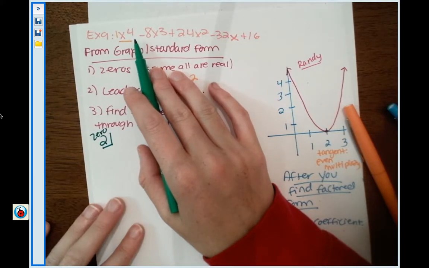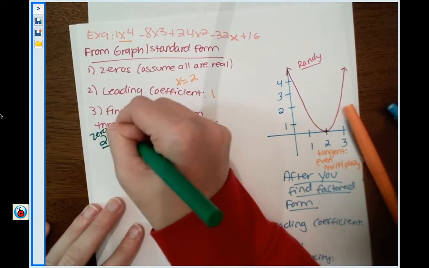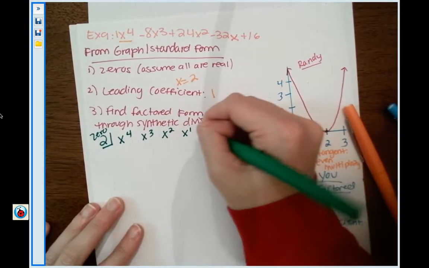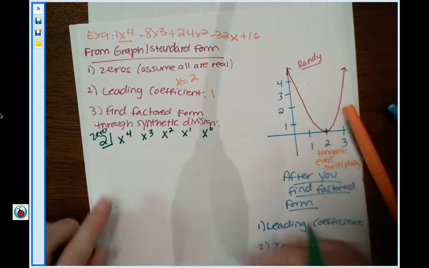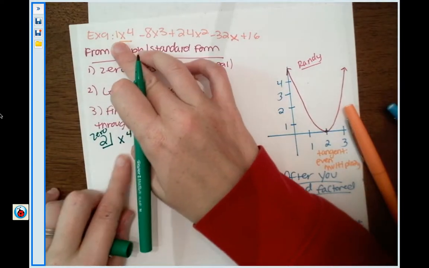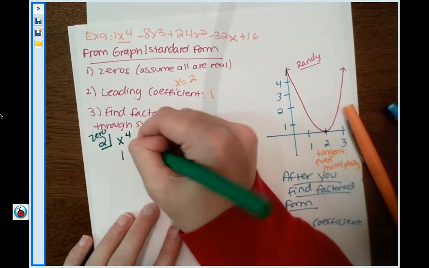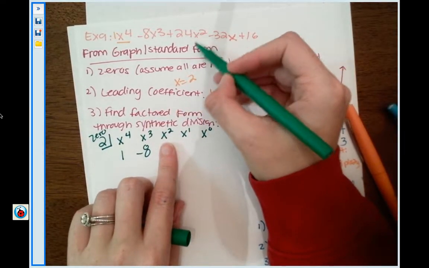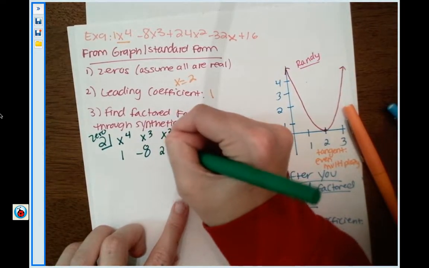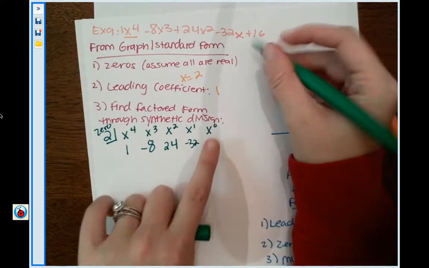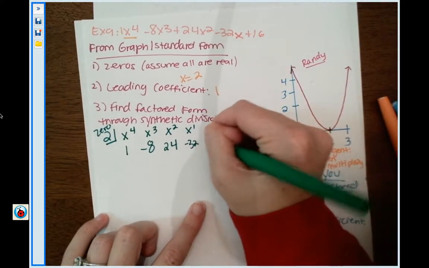My highest exponent is x to the 4th. So I have x to the 4th, then x to the 3rd, x squared, x to the 1st, and x to the 0. The number in front of x to the 4th is 1. The number in front of x to the 3rd is negative 8. The number in front of x squared is a positive 24. The number in front of x is negative 32. And the number without the x is 16.